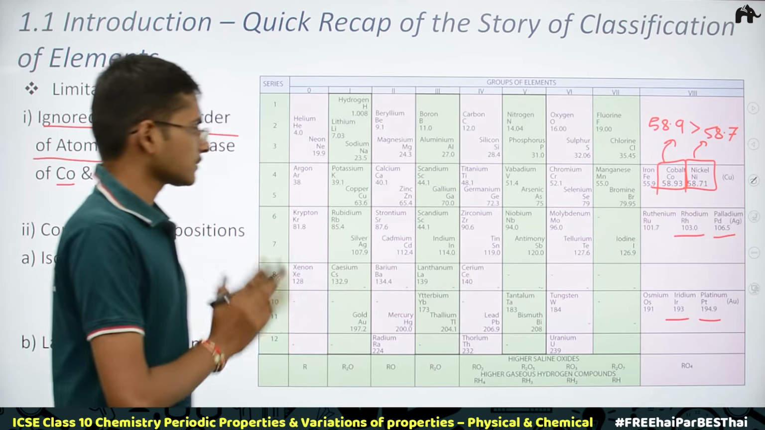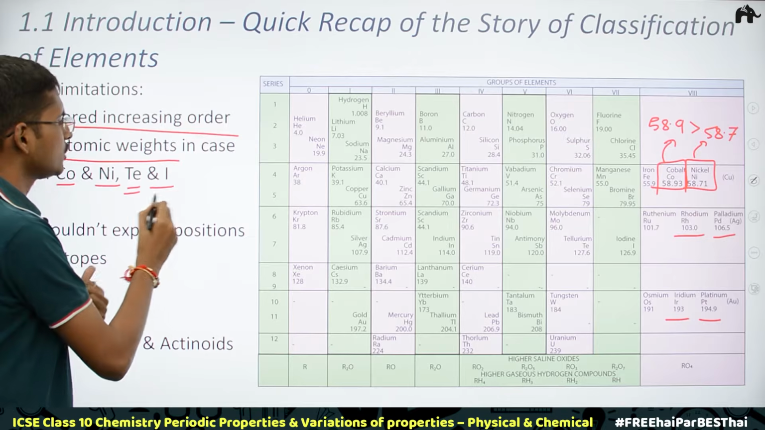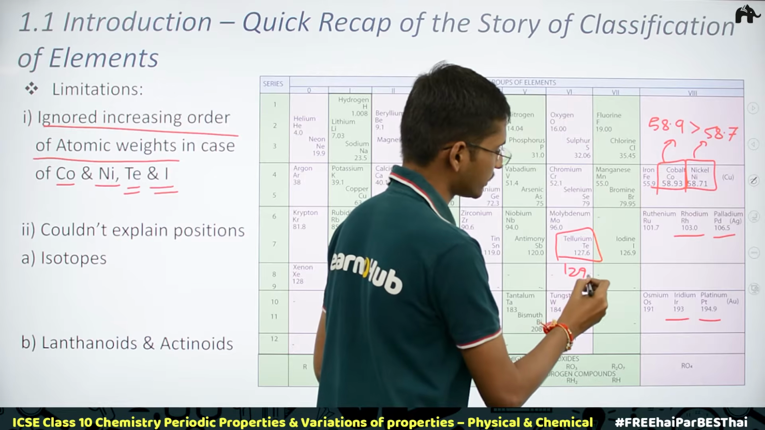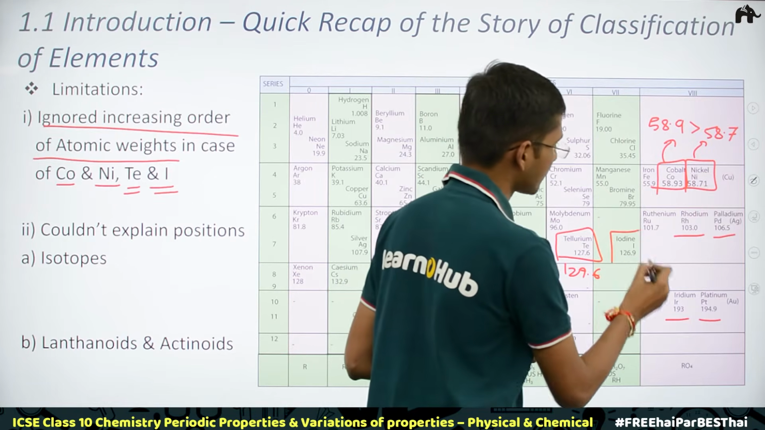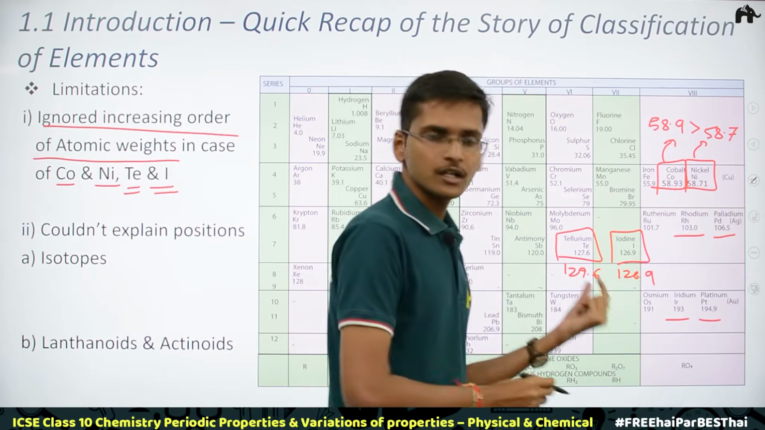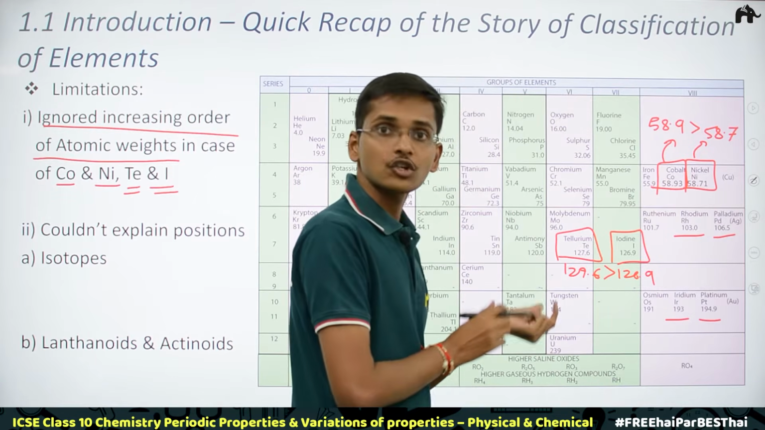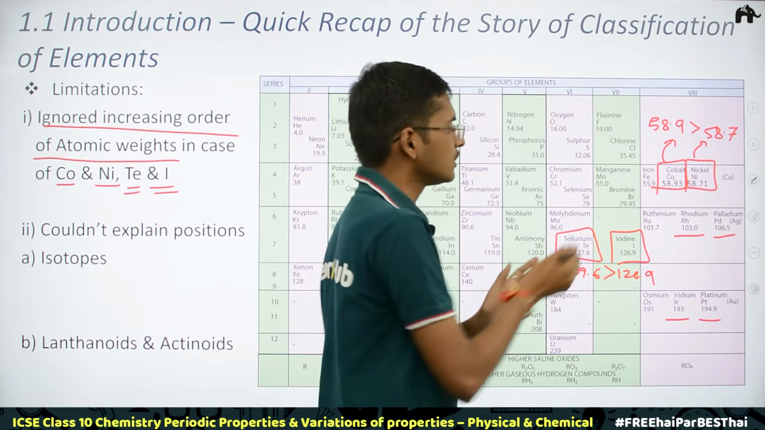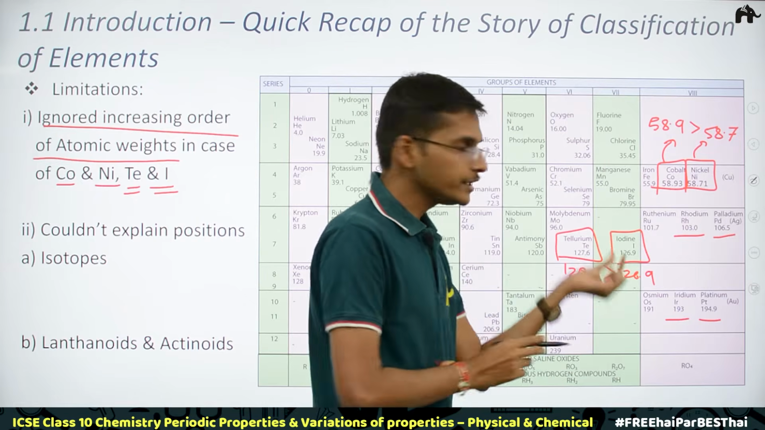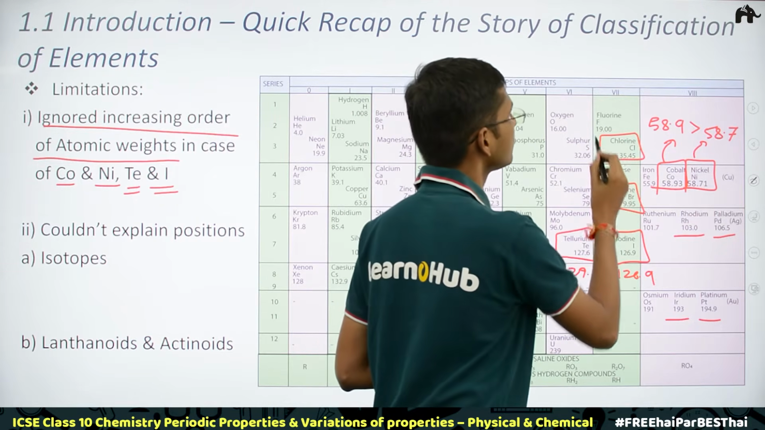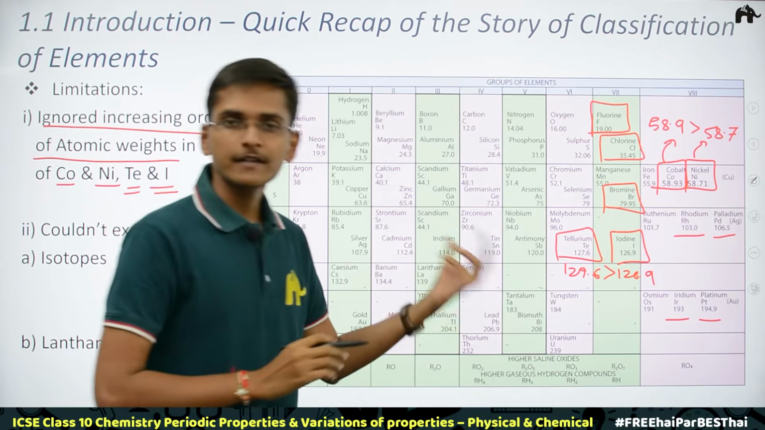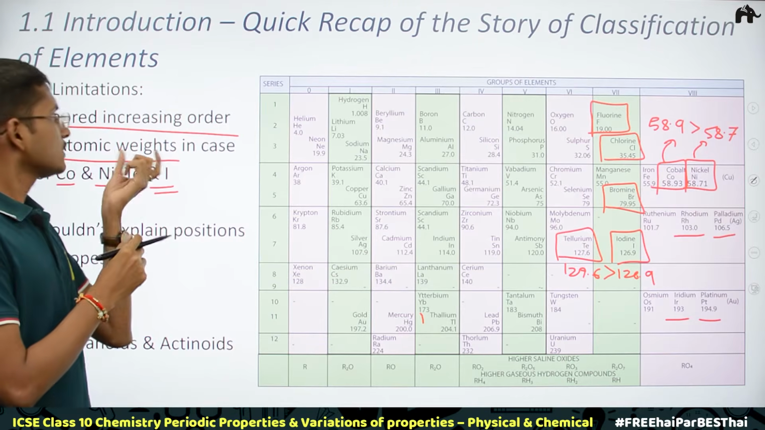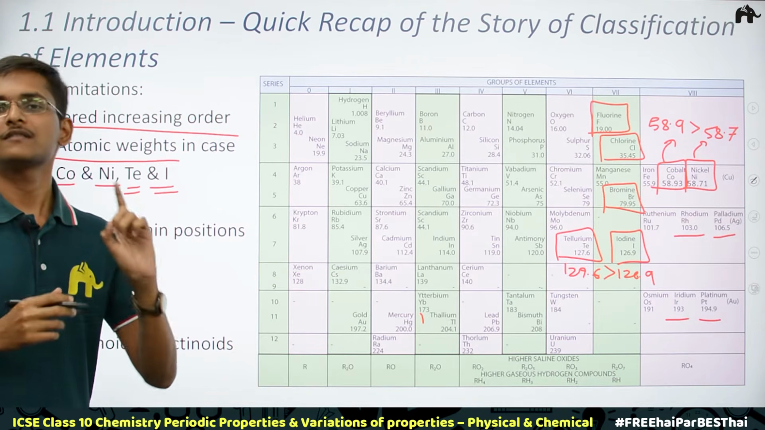Now, in a similar way, the next example is tellurium and iodine. In this case as well, see, tellurium has 127.6 atomic weight and iodine has 126.9 atomic weight. So it's pretty clear that tellurium has the higher atomic weight, so it should be after iodine. But actually, tellurium is before iodine. Now, why so? Same reason. Mendeleev wanted iodine to be placed along with bromine, chlorine, and fluorine because they had similar properties. Now, this ignoring of his first criterion was his first limitation.